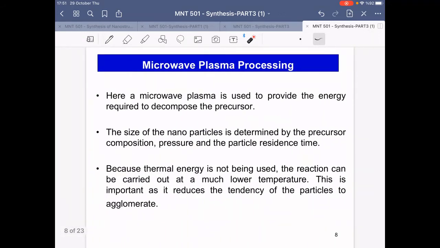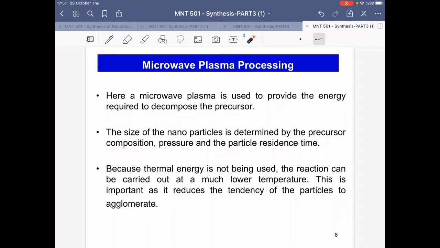Or, like I said, if you don't want to use these precursors heated in a furnace or whatever, but you have, let's say, for some reason, microwave plasma. And in this case here, a microwave plasma is used to provide the energy required to decompose the precursor, okay? That's why the name changes into the microwave plasma processing. The size of the nanoparticles in that case is determined by the precursor composition, of course, pressure, particle residence time.